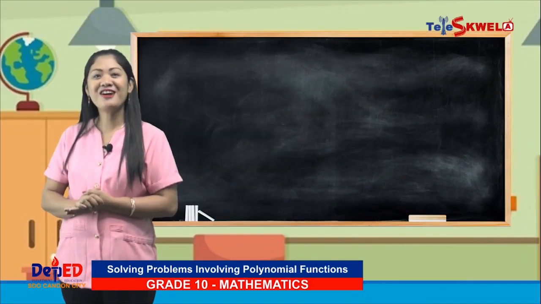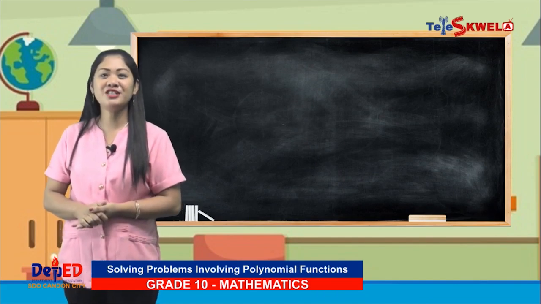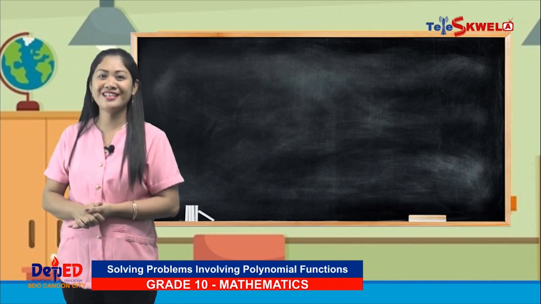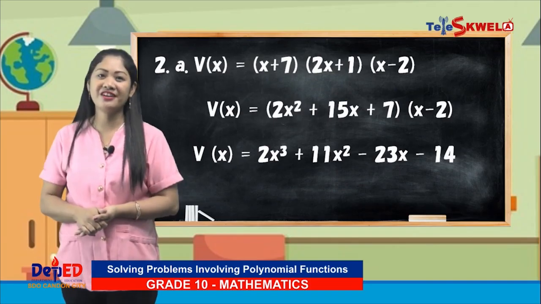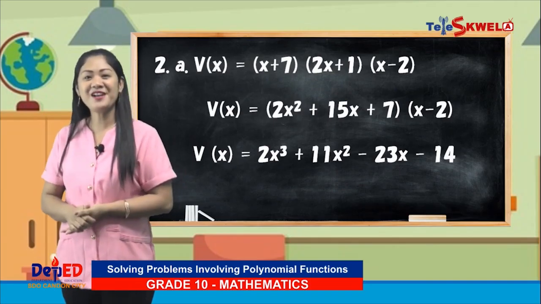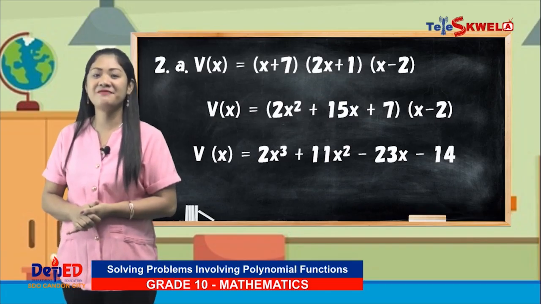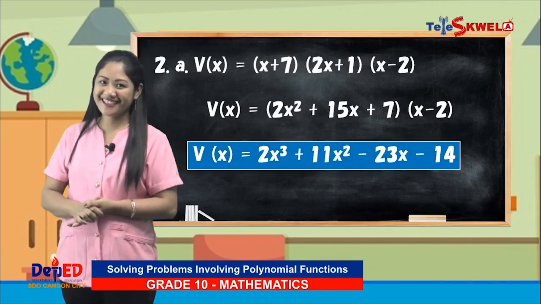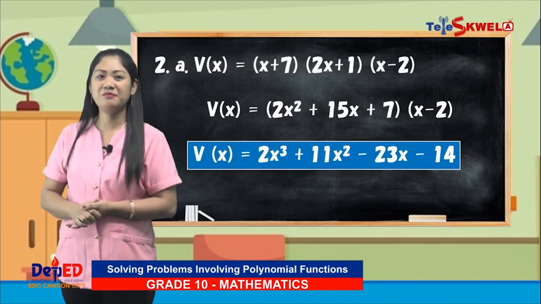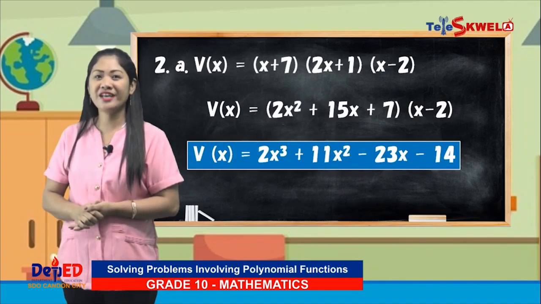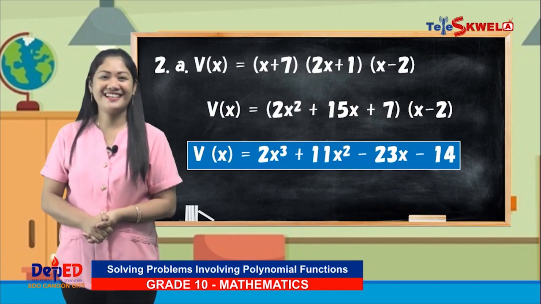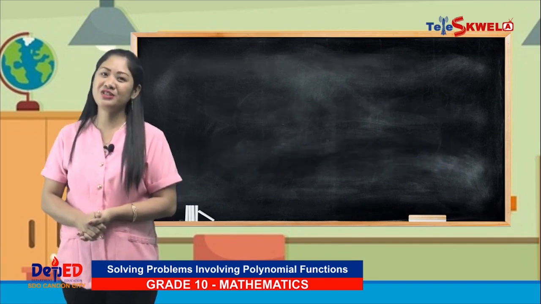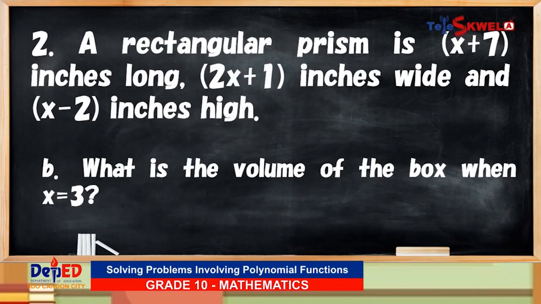Time is up. Let's now check your answer. In number 2, letter A, is your solution the same as this? Were you able to compute the volume of the rectangular prism? That's it! The volume of the rectangular prism as a function of x is V of x is equal to 2x cubed plus 11x squared minus 23x minus 14 cubic inches. Perfect! Let's proceed to item number 2, letter B. What is the volume of the box when x equals 3?